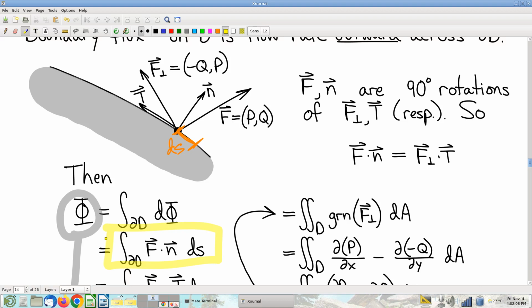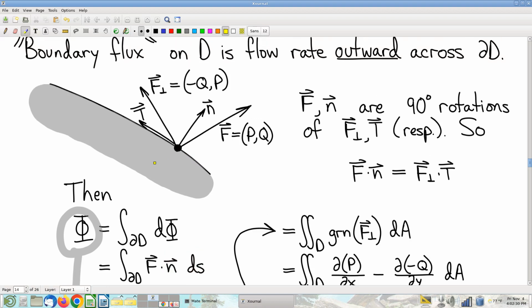All right, here's the bad news. We have not previously talked about how to do the integral of a vector field dot n ds. We've seen dot T ds. We have not seen dot n ds. All right, so how do we deal with that? Here's the cool trick. F and N. There they are. There's F, there's N. Keep in mind N is going outward.